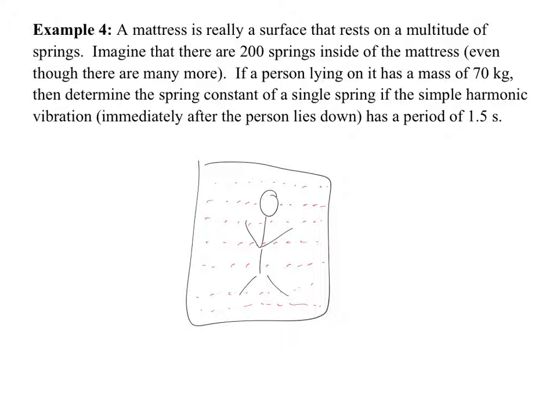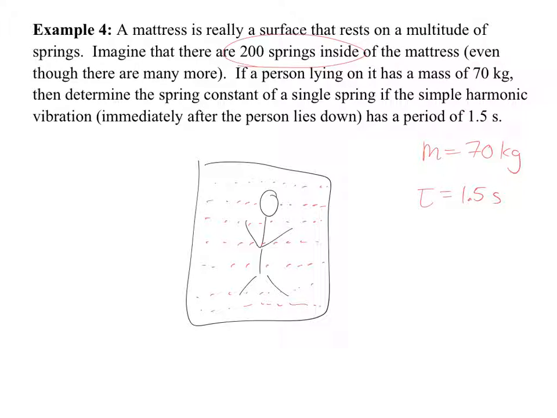So for the sake of this, let's say that there are 200 springs inside the mattress, maybe there's 600, but you're laying down, and 200 of them support your weight. 200 springs support your weight. Now, you're not given anything about your weight. You're given your mass. The mass of an average person is around 70 kilograms. That's like 160 pounds. We're told that it takes about 1.5 seconds, after you lay down, for you to oscillate back up.